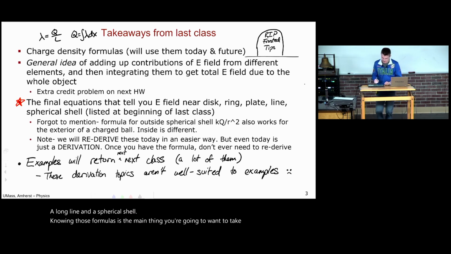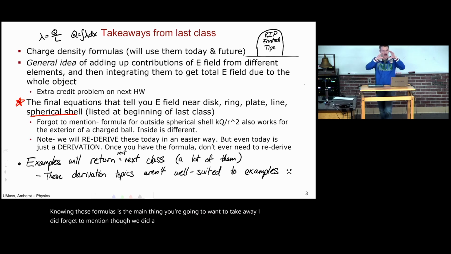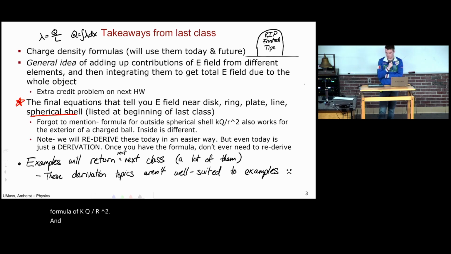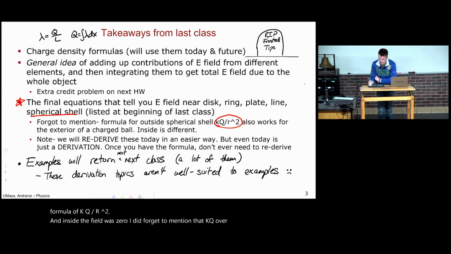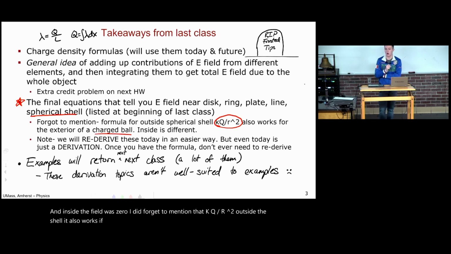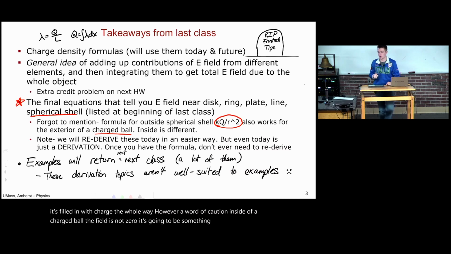I did forget to mention, though, we did a spherical shell, like a hollow shell, and we found that outside, in a huge coincidence, you could still use the point charge formula of kq over r squared, and inside the field was 0. I did forget to mention that kq over r squared outside the shell also works if you have a charged ball rather than just a shell of charge, if it's filled in with charge the whole way. However, a word of caution, inside of a charged ball, the field is not 0. It's going to be something else. In fact, we're going to derive that next class using Gauss's law.